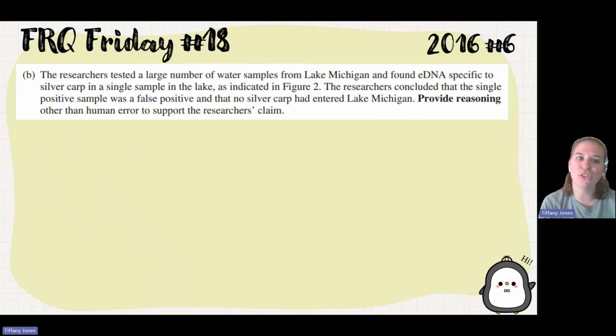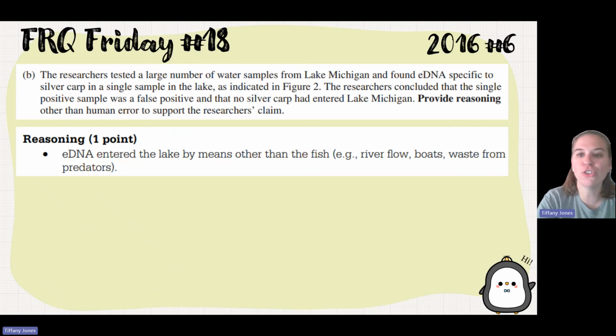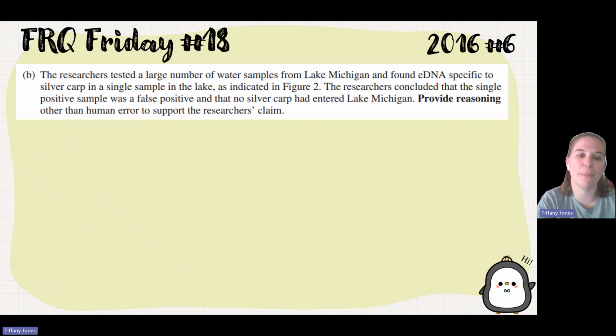So part B: the researchers tested a large number of water samples from Lake Michigan and found the eDNA specific to silver carp in a single sample in the lake, as indicated in figure 2. The researchers concluded that the single positive sample was a false positive and that no silver carp had entered Lake Michigan. Provide reasoning, other than human error, to support the researchers' claim.